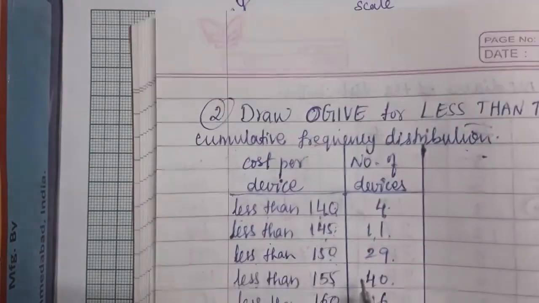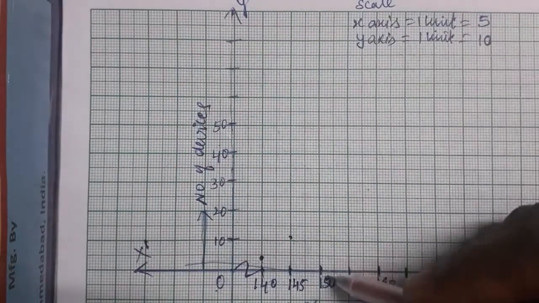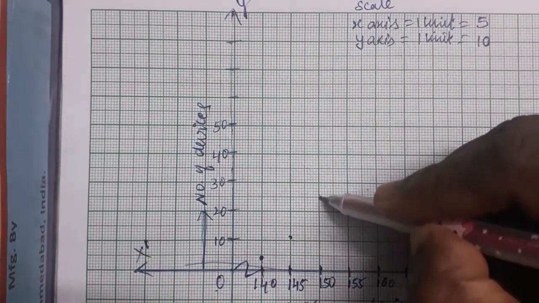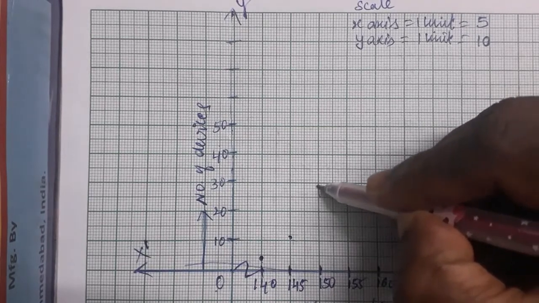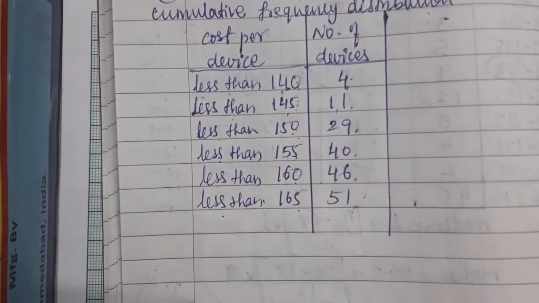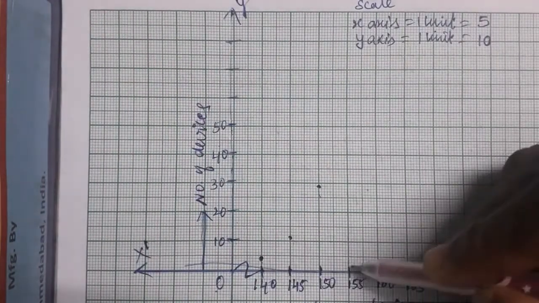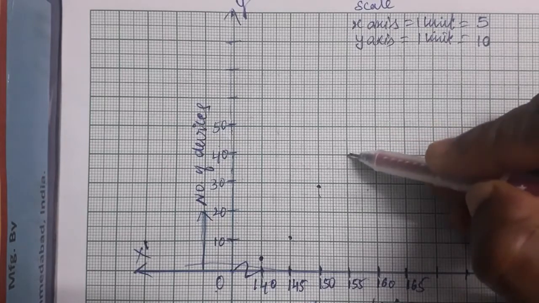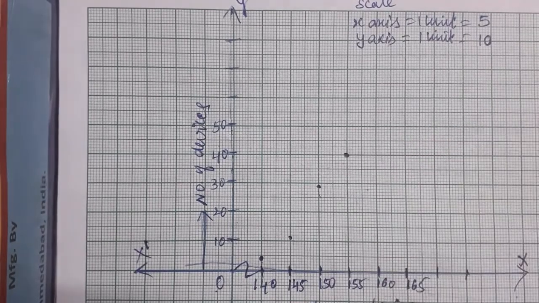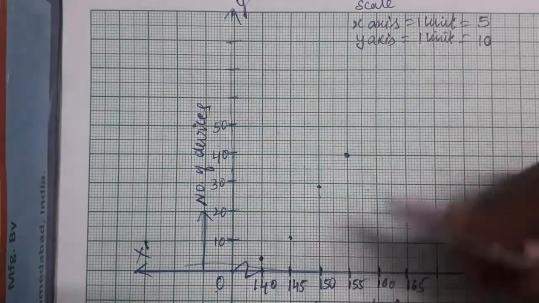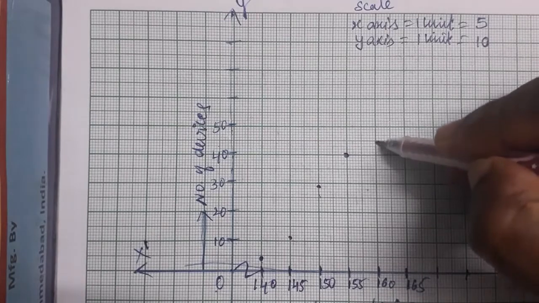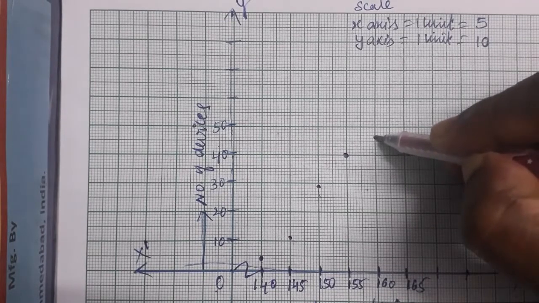Next, for 150 it is 29. 150, 20 is here. This point is 25. From here, 4 small boxes you have to count: 1, 2, 3, 4. So this is 29. Next, for 155 you have got 40. 155 is here. In the same y-axis, 40 is here. Next, for 160 it is 46. 160 is here. 40 is here. This is 45. Small box 1 you have to count: 46.